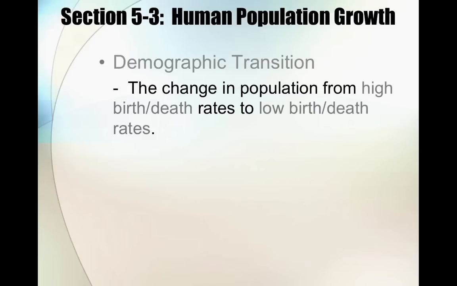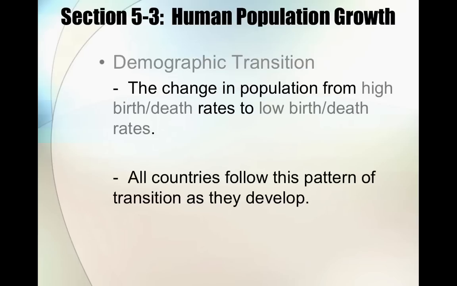So a demographic transition is just the change in population from a high birth and death rate, so many births and many deaths, to a low birth and low death rate. But it's a transition. It happens, and there's a step in between that gets you to that transition. And all countries follow this pattern of transition as they develop. Very few countries have actually completed this demographic transition, the United States being one of them, and some other countries in Northern Europe.